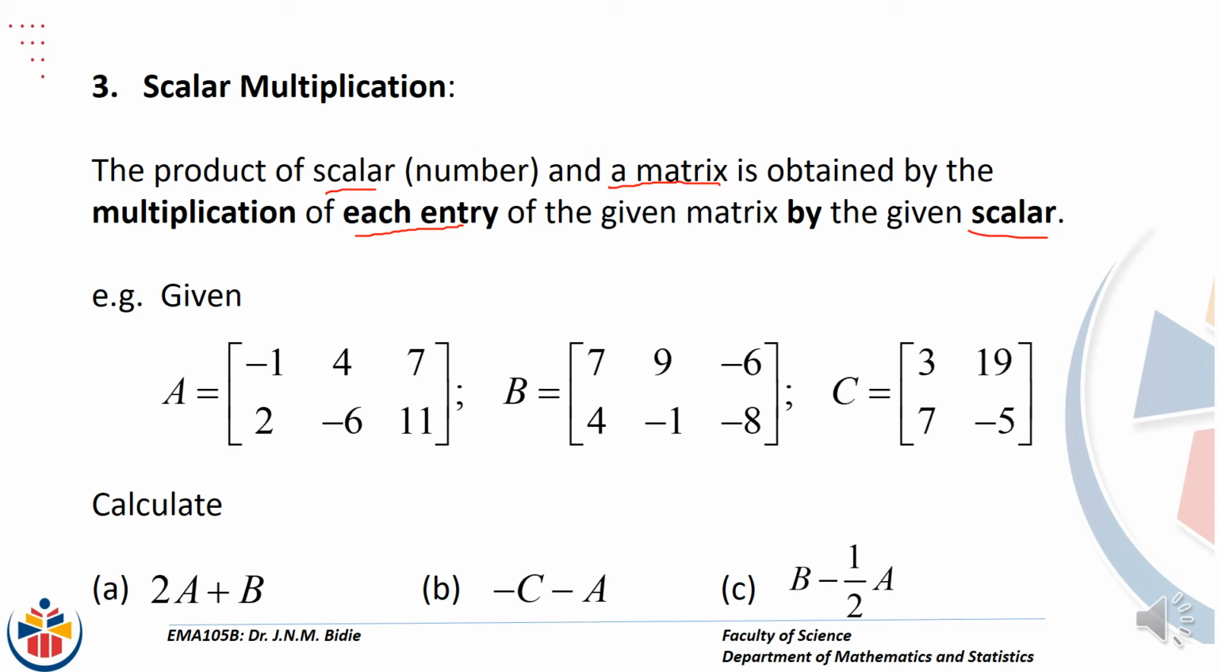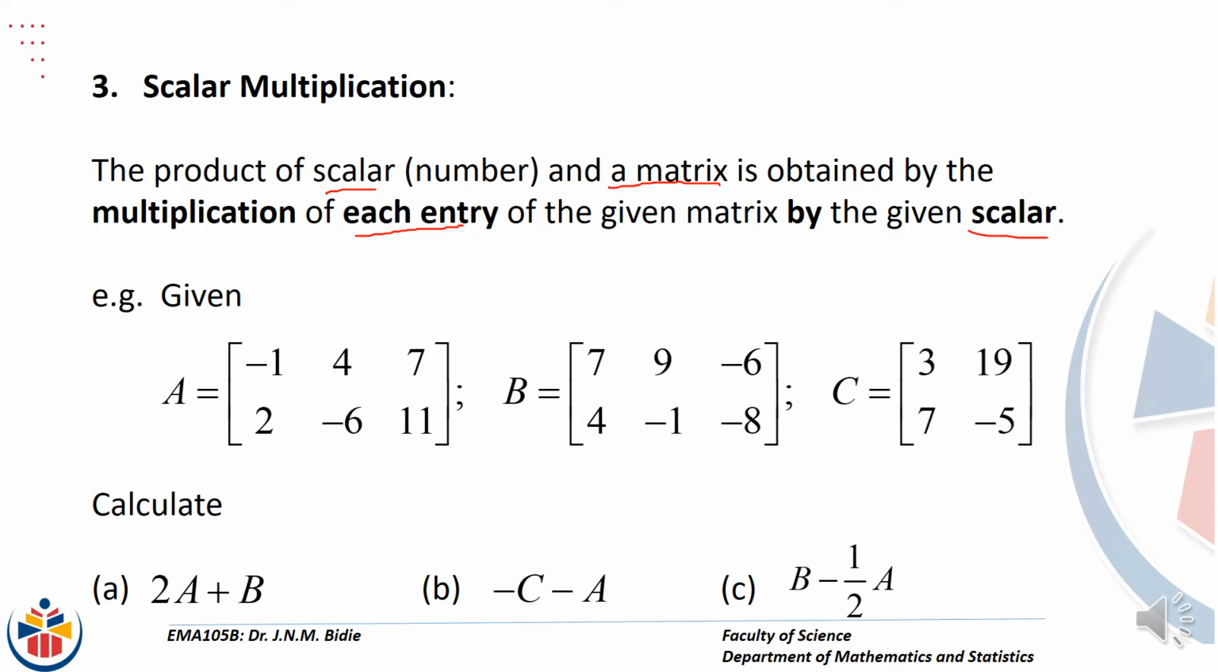So I believe that that first entry should be 5. 2 times 4, that's 8, plus 9, that's 17. 2 times 7, 14, minus 6, that's 8. 2 times 2, that's 4, plus 4, that's 8. 2 times -6, that gives us -12, minus 1, that's -13. 2 times 11, that's 22, minus 8, that's 14.